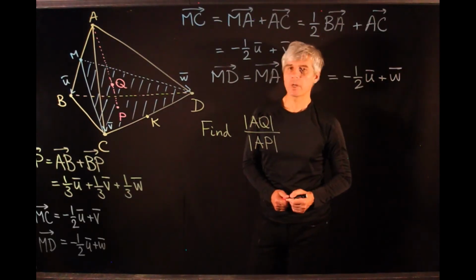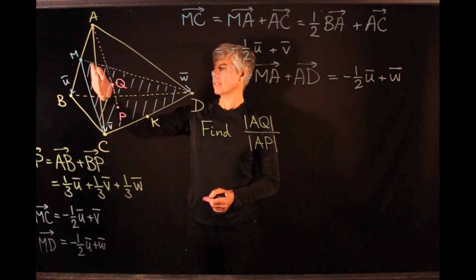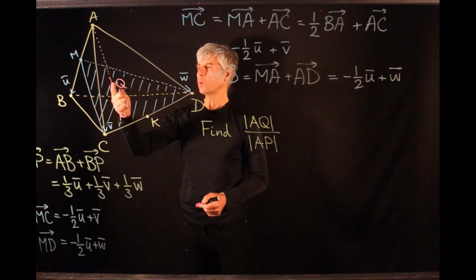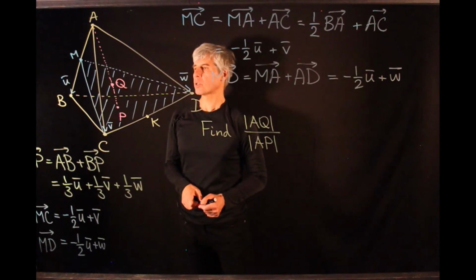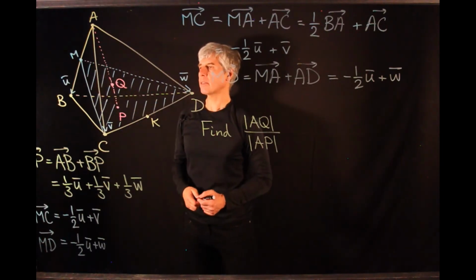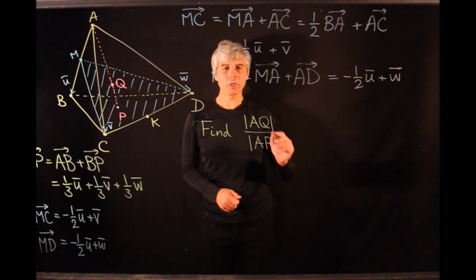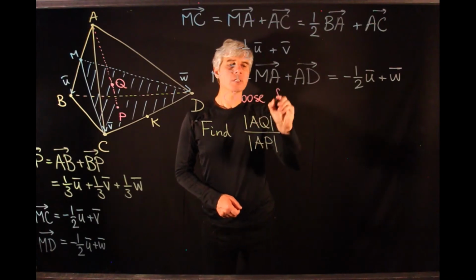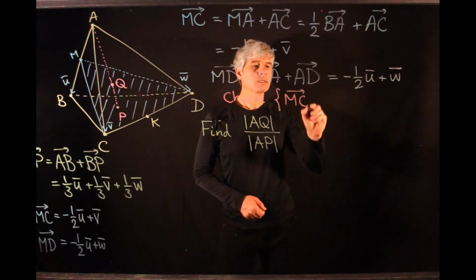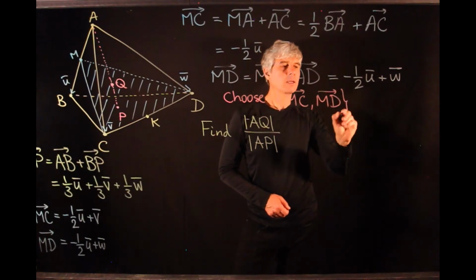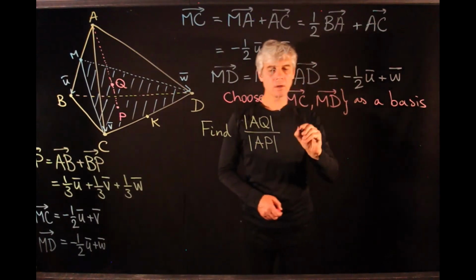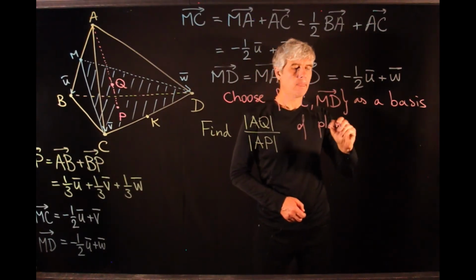For the next step, we go from three-dimensional geometry to two-dimensional geometry. And we just consider the plane MCD. So here, the point Q belongs to this plane. So the vector MQ will lie in this plane as well. And what we can say is we can choose this pair of vectors MC and MD as a basis of plane MCD.